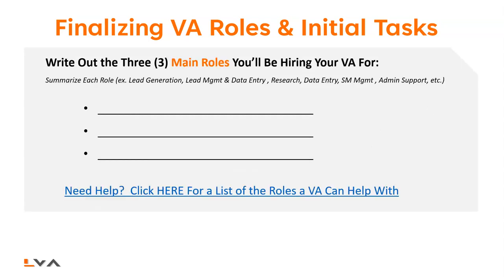So you're going to write out the three main roles you'll be hiring the VA for. You can summarize each role. It could be for lead generation. It could be for lead management, maybe data entry, admin support, that kind of thing. So if you are stuck, click the link below. It'll take you back to the list of roles that a VA can help with, and put down your top three. You need a minimum of one. We recommend at least two, but if you'd like to have three, put all three down.